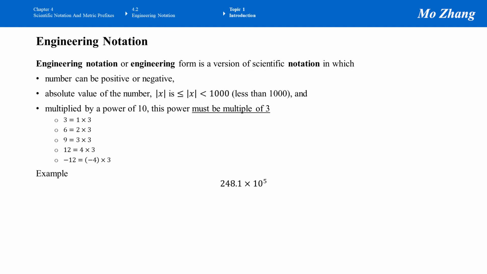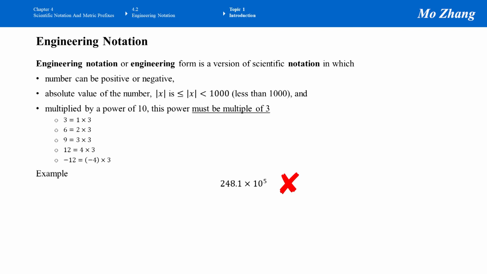How about we try this number: 248.1 multiplied by 10 to the power 5. The absolute value is 248.1. It meets rule number 2. It's between 1 and 1,000. However, the exponent is 5, and 5 is not a multiple of 3. So this number is not expressed in engineering notation, only because of the exponent. However, we can convert this number so the result can still be expressed in engineering notation.